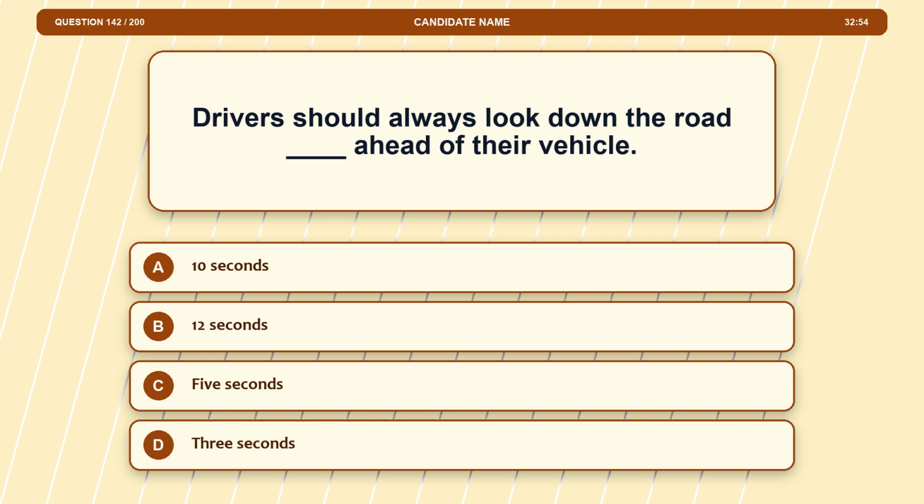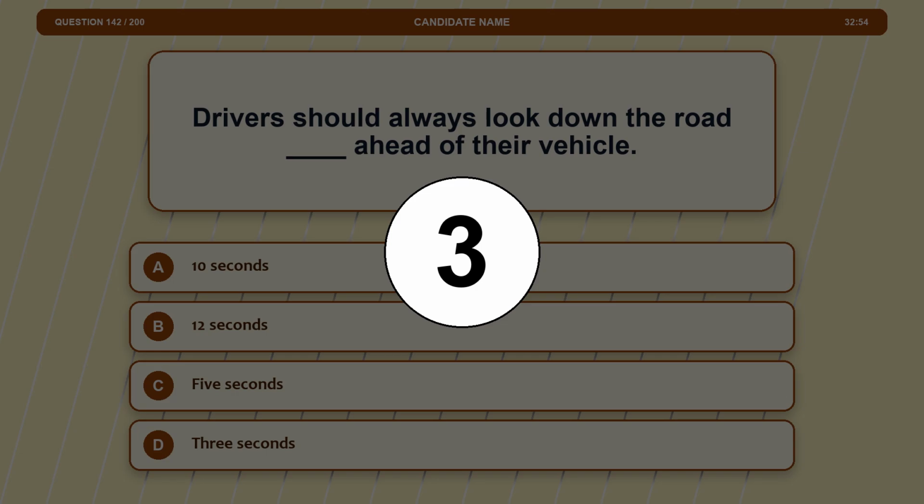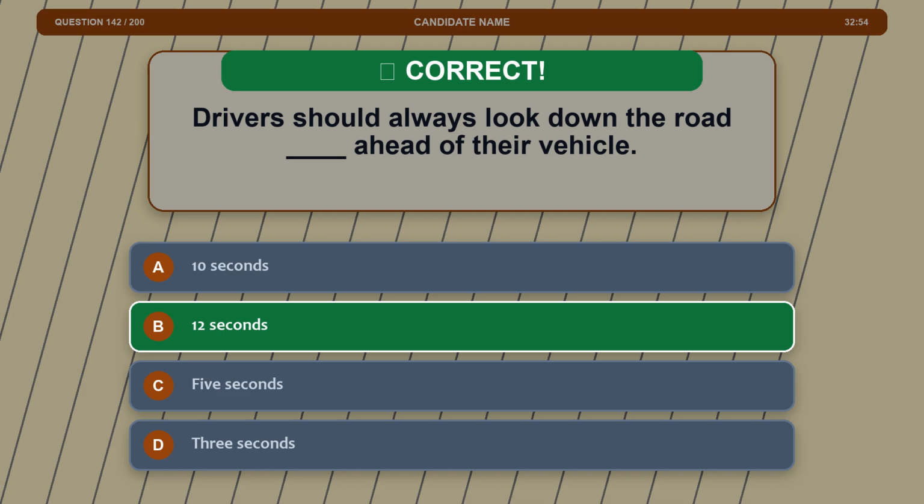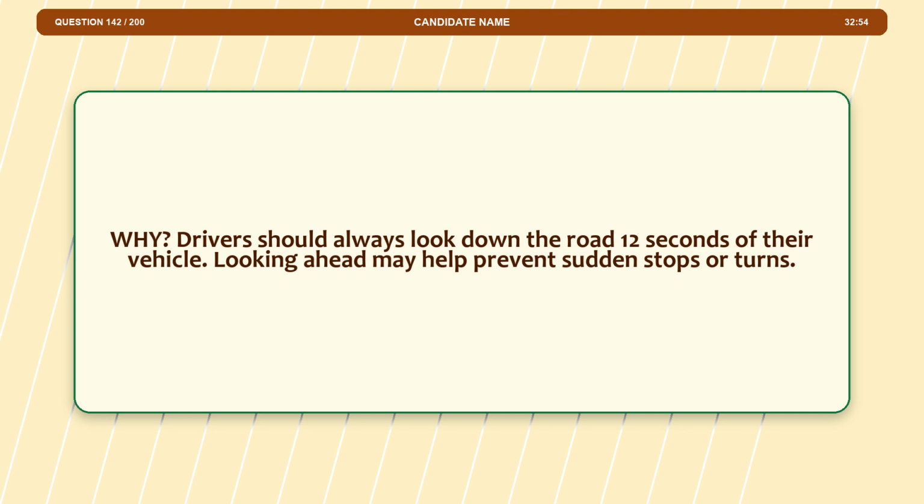Question 142. Drivers should always look down the road blank ahead of their vehicle. Option A. 10 seconds. Option B. 12 seconds. Option C. 5 seconds. Option D. 3 seconds. The correct answer is option B. 12 seconds. Explanation. Drivers should always look down the road 12 seconds ahead of their vehicle. Looking ahead may help prevent sudden stops or turns.